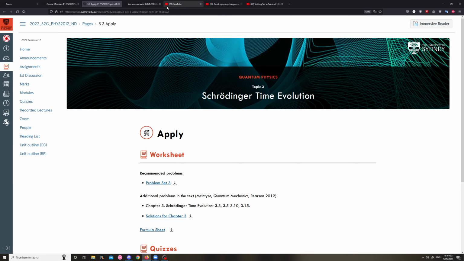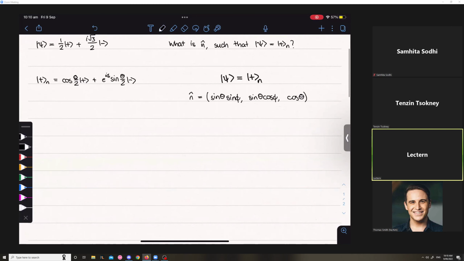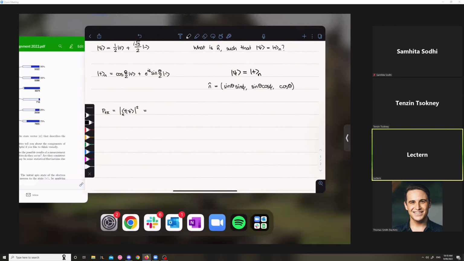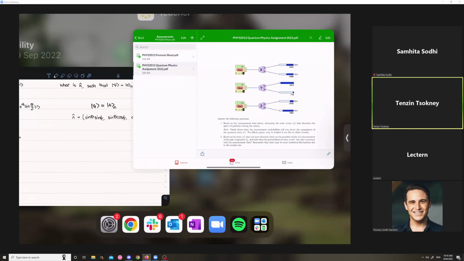So for question 3, we really have this whole collection of information. Let me write it out like that. We have some sort of psi, and we're not given what psi is exactly, but we're given what its components are, right? So for example, x is 50%, right?